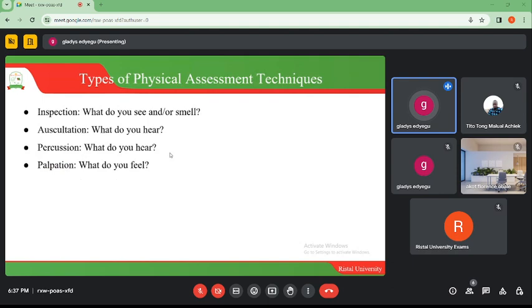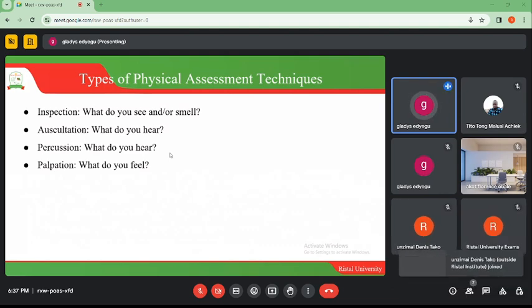So what are the types of physical assessment techniques? We have inspection. What do you do? What do you see or smell when you're inspecting? Then auscultation. What do you hear? Percussion, what do you hear? And also palpation, what do you feel? So when you're palpating, you're using your hands. When you're percussing, you're also using your hands, and then your ears have to hear. Then auscultation, you're basically going to hear what you're auscultating, and that is with the stethoscope.